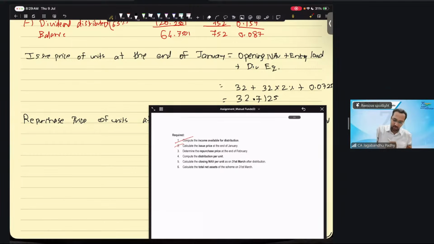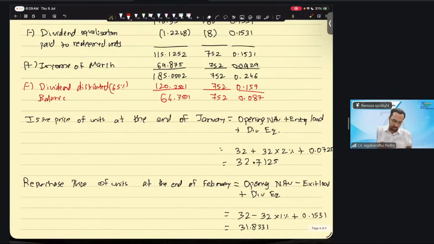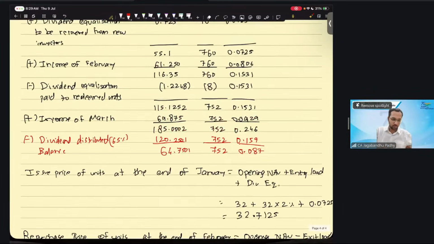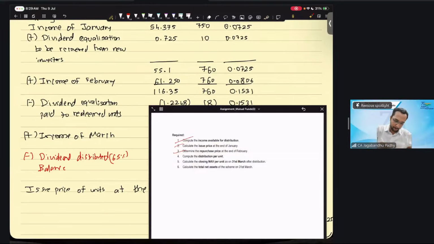This is done. Now compute the distribution per unit. Okay, distribution per unit is anyways calculated over here, 0.159. So that is already done. Compute the closing NAV per unit as on 31st March after distribution. Closing NAV.